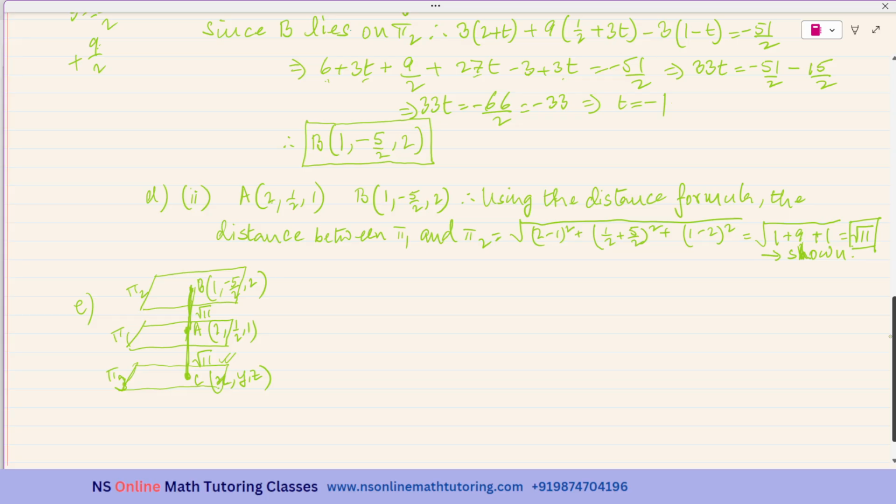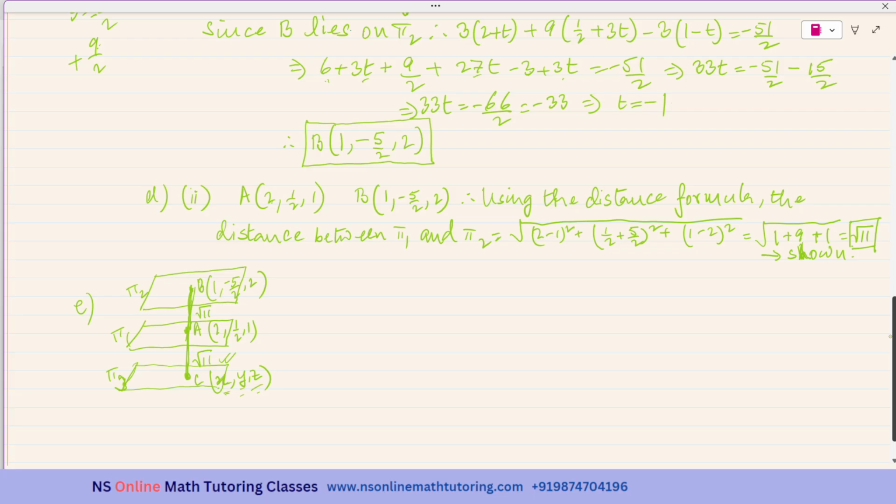I can use the distance formula, but in that case, I'll be having 3 variables. I can take square root of x minus 2 whole square plus y minus half whole square plus z minus 1 whole square. That will be equal to square root of 11. Definitely true. But I'll be having a single equation but 3 variables. So I cannot solve. I cannot get the numerical values of these 3 variables. So I have to convert these into a single variable.